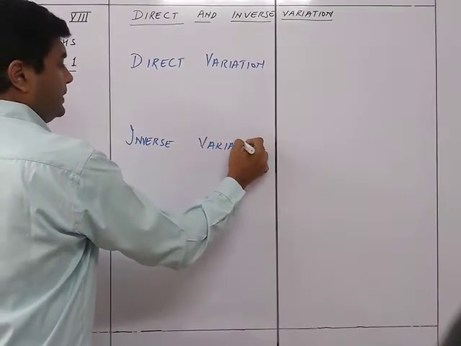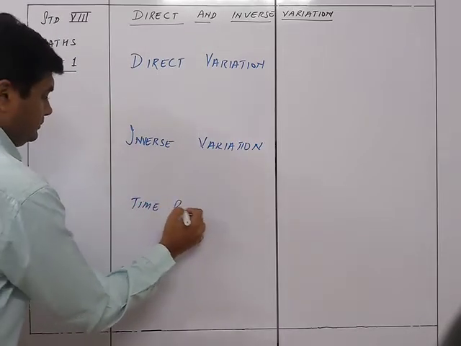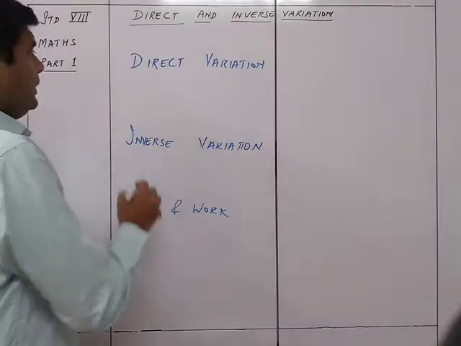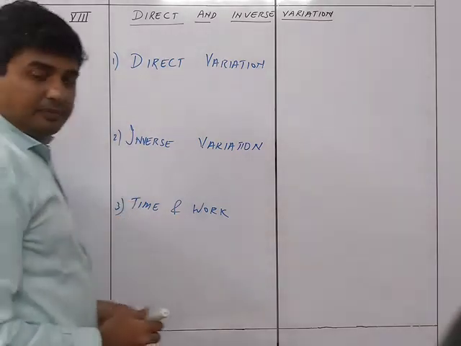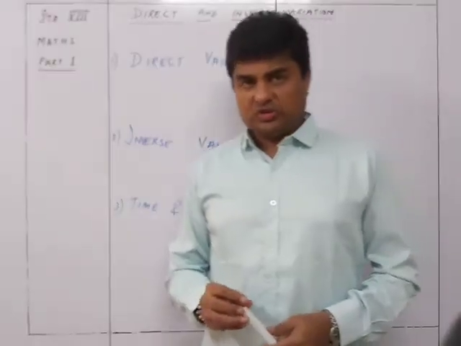And the third part is time and work. Now, so these are the three parts of the chapter. Let's understand what each and everything means.